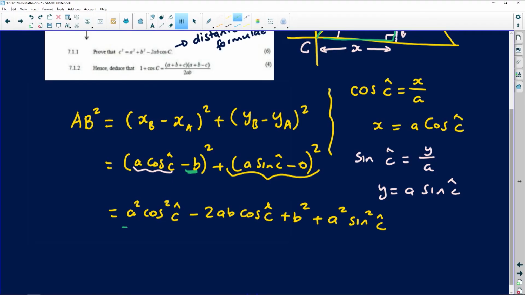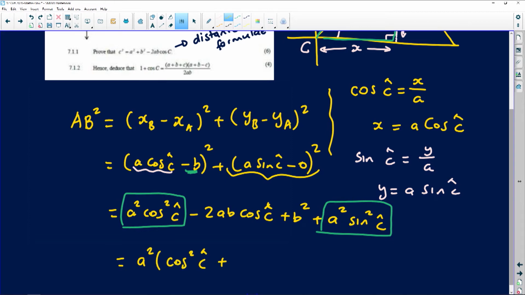You will agree with me that this term is friends with this term. Why? Because both of them have a squared on them. Which means I can factor out an a squared from them. So I'll get a squared times cos squared angle C plus sine squared angle C. Then there's this b here, I'm putting it next, plus b squared. And then there's this minus 2ab cosine of angle C.